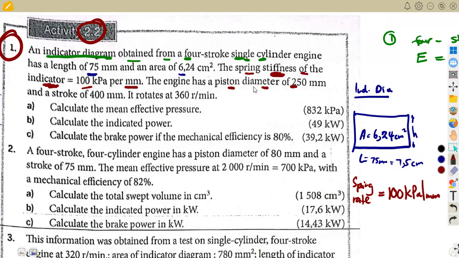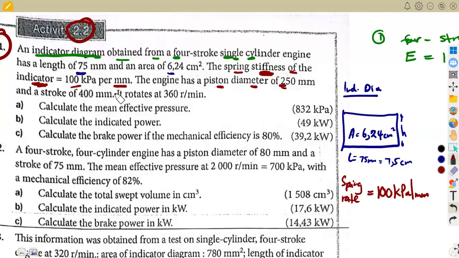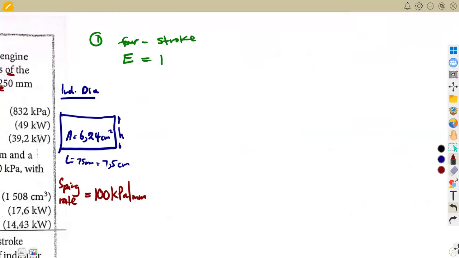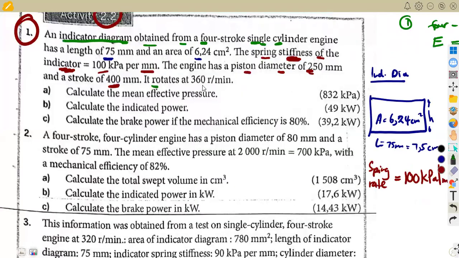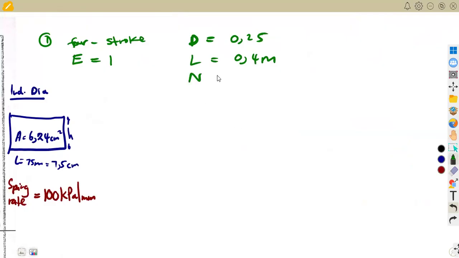Okay, let's just take this one aside. The engine has a piston diameter of 250, which is 0.25. The stroke length 400 millimeters, you divide, which is 0.4. So this is just normal information about our engine. The diameter in meters, 0.25. The stroke length, which is 0.4 in meters. And also about this engine, we are given the speed it rotates at, 360 revolutions per minute. So we have got the speed, which is 360 revolutions per minute.